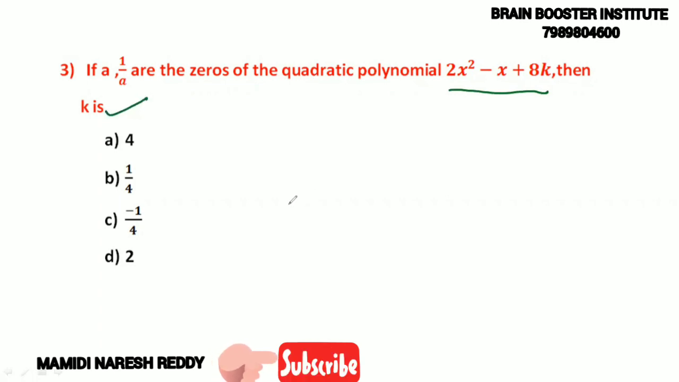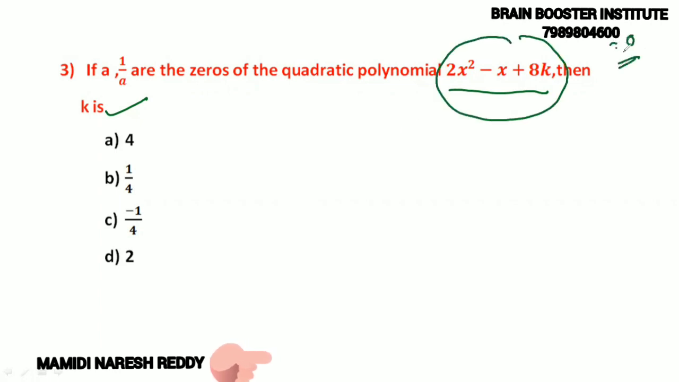Already, the zero of the polynomial means, we know the definition, children. Zero of the polynomial means it is a value of the variable for which the entire polynomial will be equal to 0. If a particular value of the variable satisfies the given polynomial, that would be considered a zero of the polynomial. So, my dear friends, here a and 1 by a are the zeros of the polynomial. It has been given in the question. So this will satisfy the given polynomial.